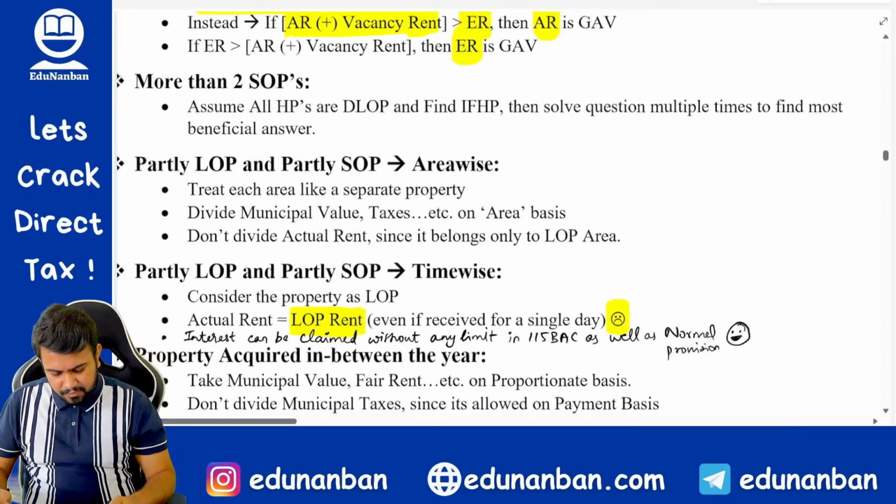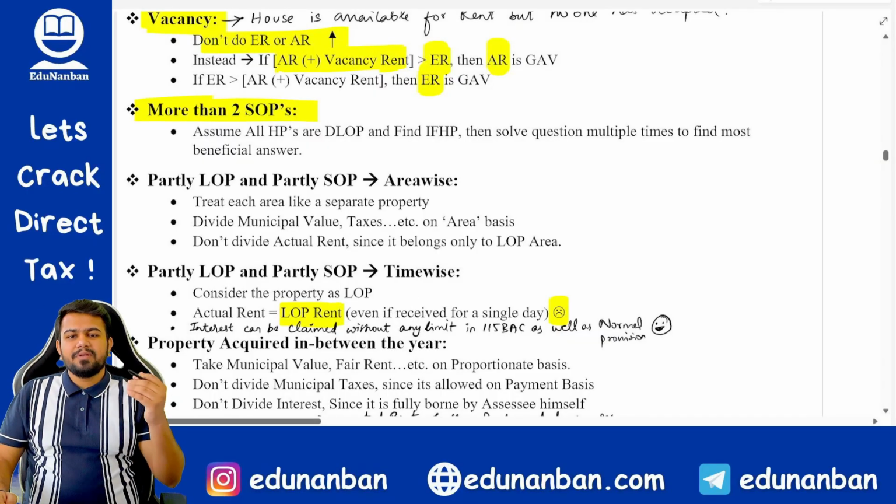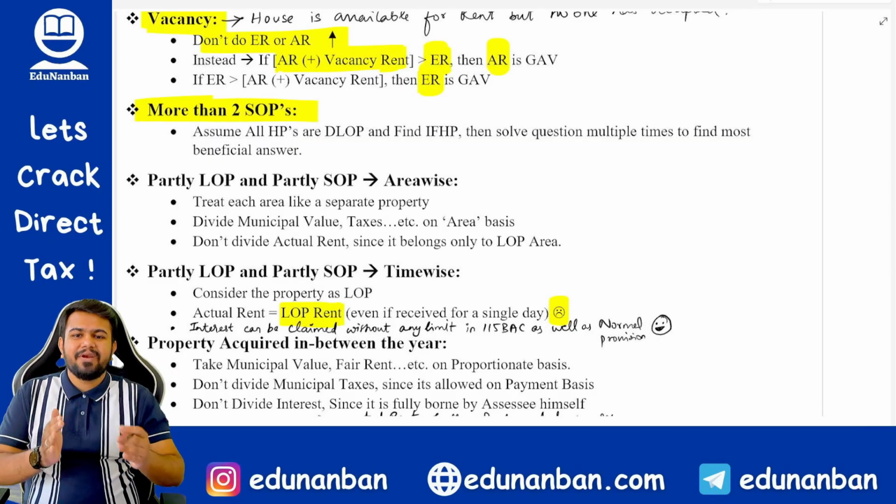Now, what if there are more than two self-occupied properties? If there are more than two self-occupied properties, then you have to solve the questions in different combinations.